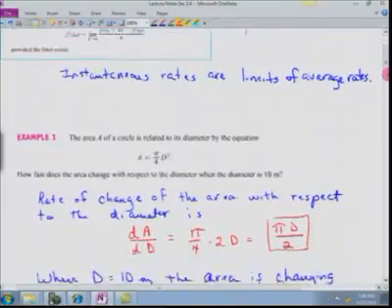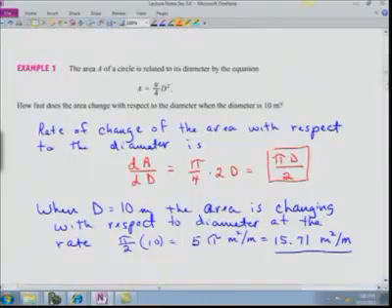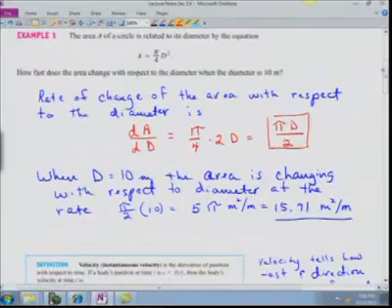Okay? So let's look at this example. The area, can you guys see that at the back? The area A of a circle is related to its diameter by the equation A equals pi over 4 times the diameter squared. It's not an equation that we see a lot. How fast does the area change with respect to the diameter when the diameter is 10?